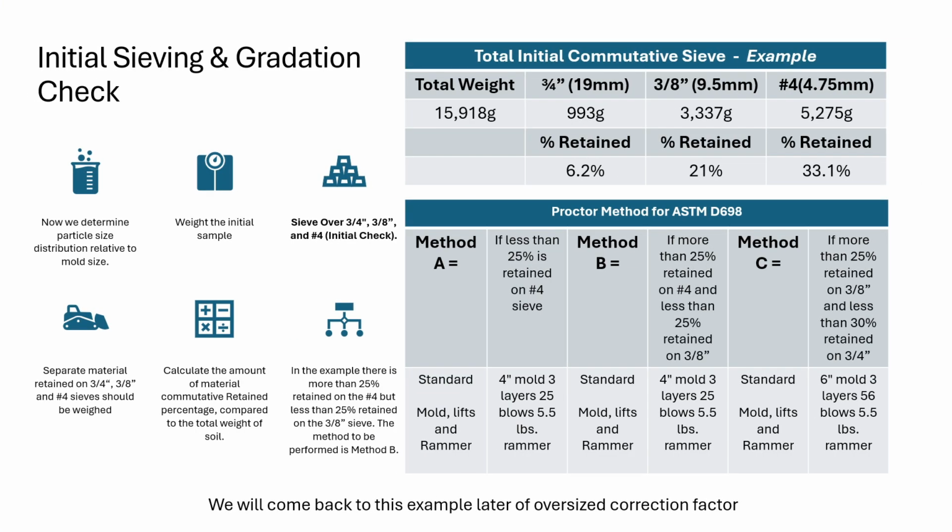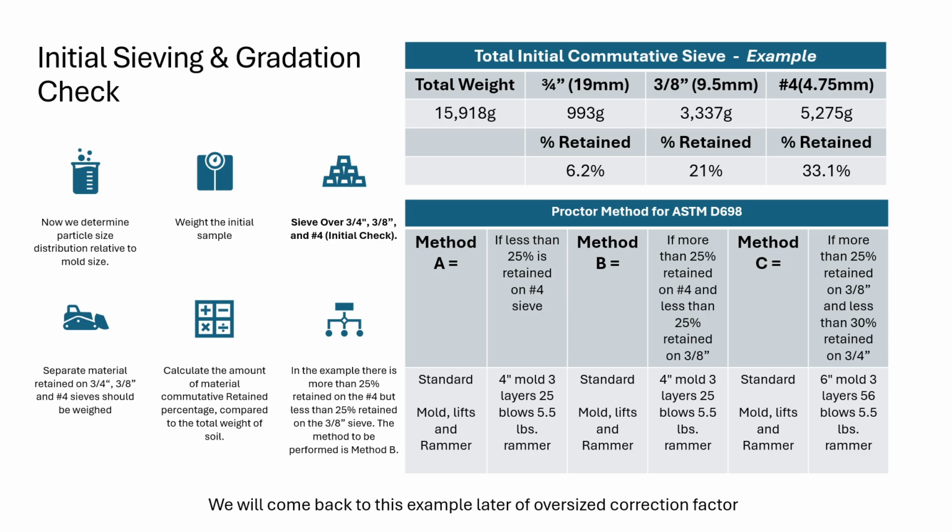Method determination. After drying the soil, we process the soil over 3/4 inch, 3/8 inch, and number 4 sieves. We process these like cumulative sieves, weighing first the total material being processed, then the material retained on the 3/4, then the material retained on the 3/4 and 3/8 combined, and then the material retained on the 3/4, 3/8, and number 4 combined. After initial sieving, we determine the appropriate method.